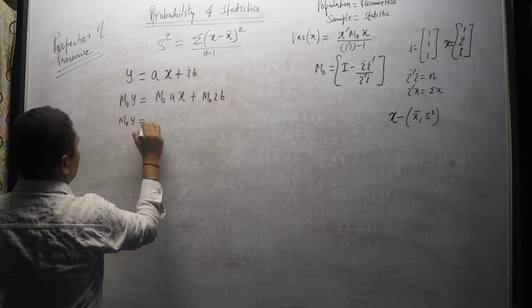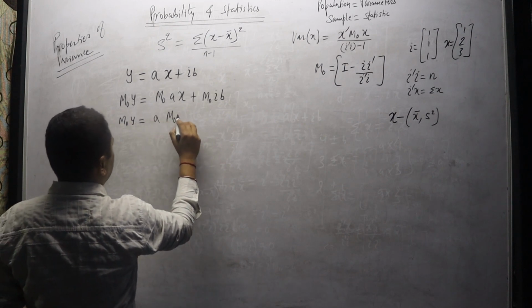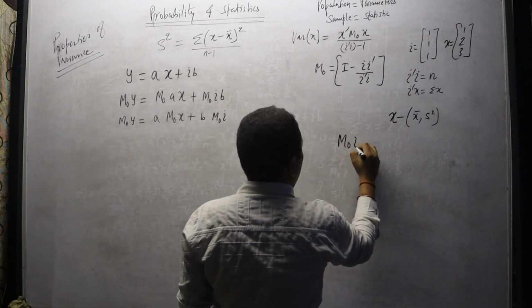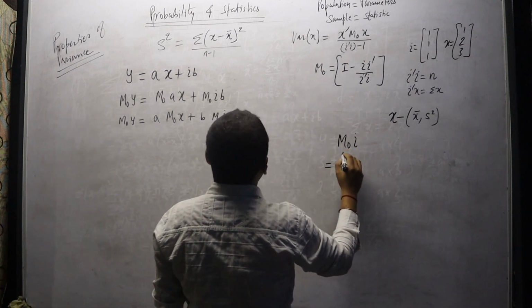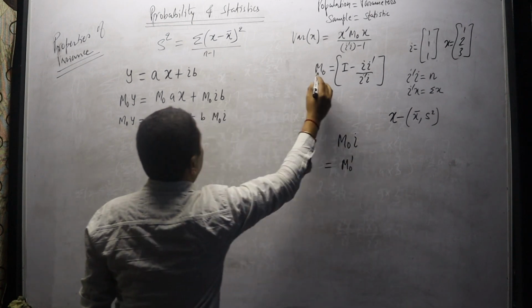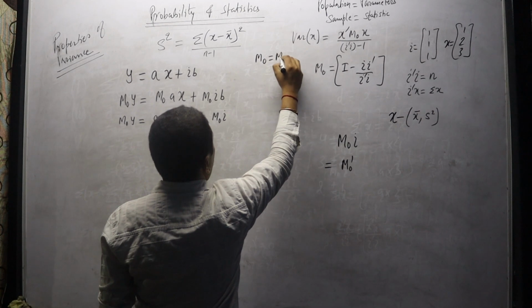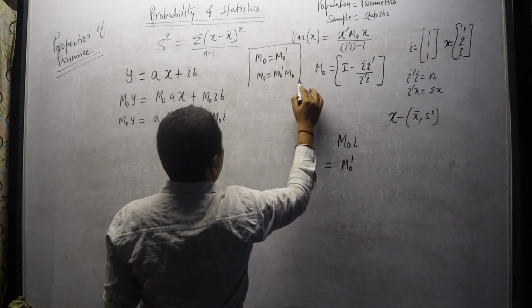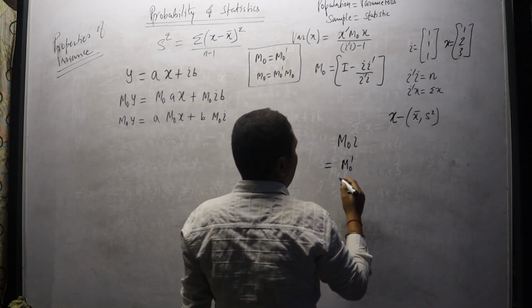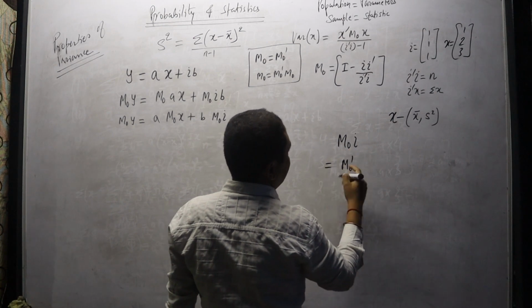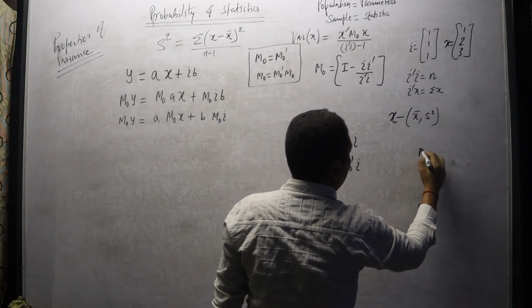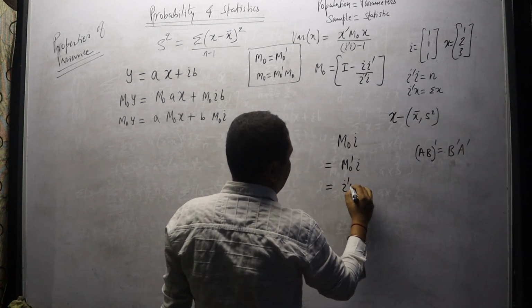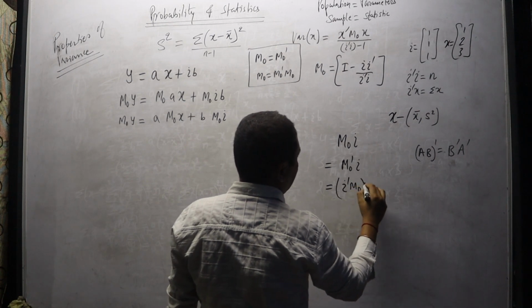Therefore, m0y is equal to a times m0x plus b times m0i, since a and b are constants. Here m0i will be equal to 0, and let me prove it. m0 can be written as m0 transpose because it is an idempotent matrix, where m0 is equal to m0 transpose and m0 is equal to m0 transpose m0. We have already explained and proved this relationship in our earlier videos. So m0 is equal to m0 transpose i, and we also know that (ab) transpose is equal to b transpose a transpose. So let us write it this way: i transpose and then m0 transpose.